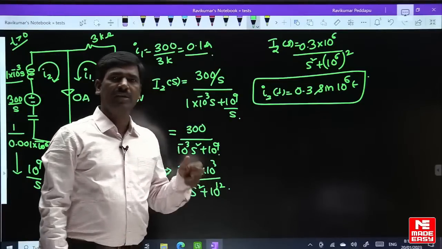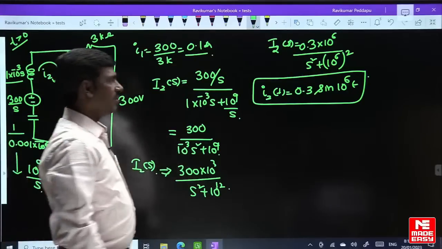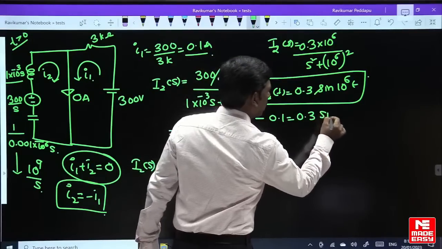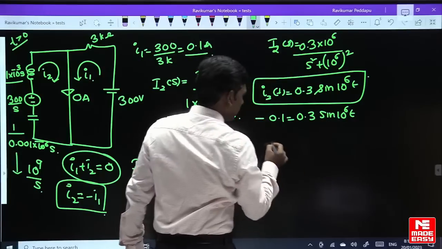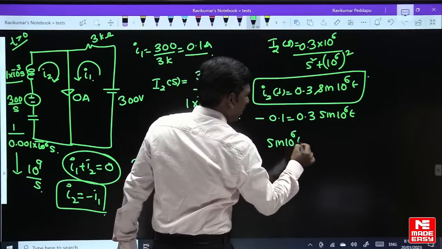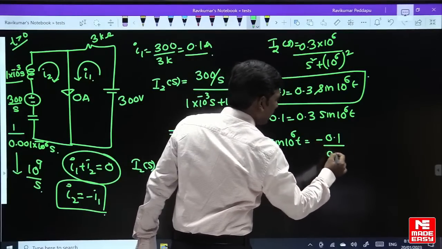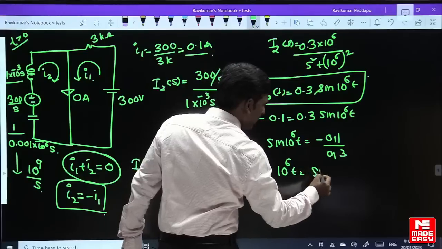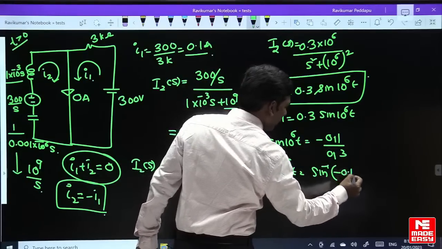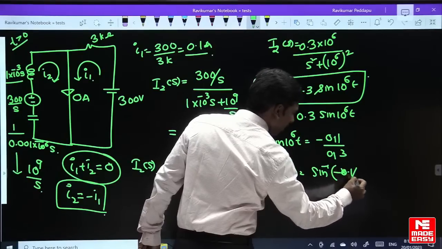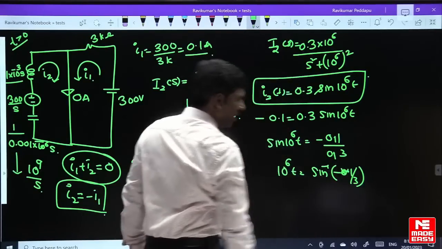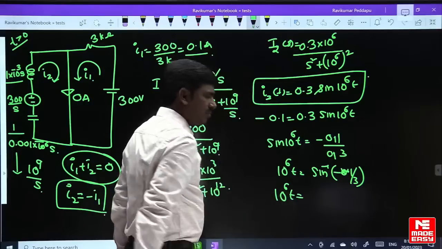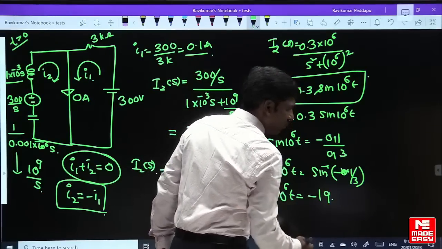At what time t is the value of the current minus 0.1? So minus 0.1 is equal to 0.3 into sine 10 to the power of 6 t. So sine 10 to the power of 6 t is equal to minus 0.1 by 0.3, that is 1 by 3. So 10 to the power of 6 t is equal to sine inverse of minus 1 by 3. 1 by 3 only, not 0.1 by 3. Most of the members make a mistake here. We get minus 19.47 degrees.